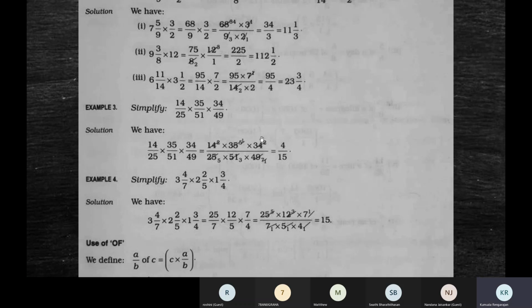Then you will have some numbers in the numerator, right? Multiply those numbers and write it here. And the numbers that remain in the denominator, multiply them and write it here. And if the answer which you get is an improper fraction, then you should write it as a mixed fraction. If the answer you get is a proper fraction, just leave it like that.